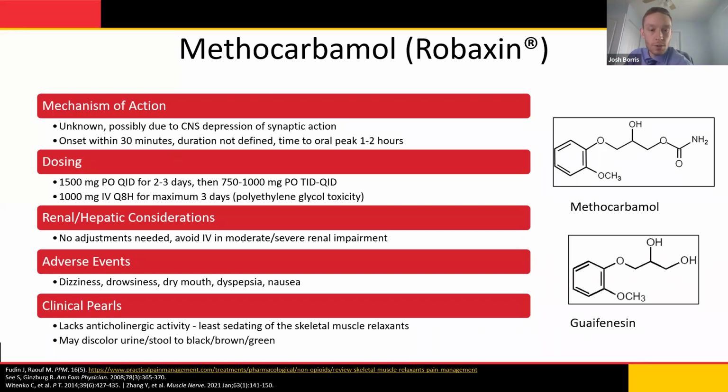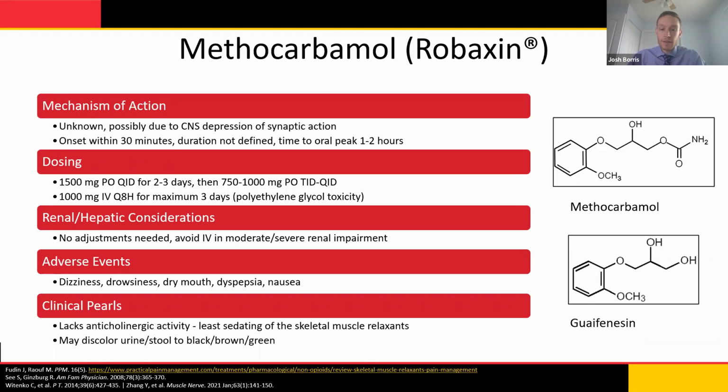Kind of similar to cyclobenzaprine is what we'll see with basically all of the skeletal muscle relaxants. You can see dizziness, you can see drowsiness, can cause dry mouth, dyspepsia, and nausea. But one of the things that I always think about with methocarbamol specifically is that it actually does not have any anticholinergic activity. So it is still sedating. And if someone says that it's not sedating, I don't know if that's fully true, but it is the least sedating of the skeletal muscle relaxants that are currently being utilized, at least right now.